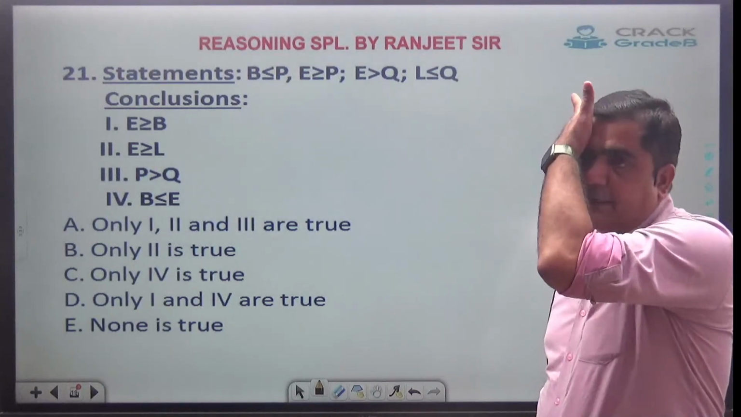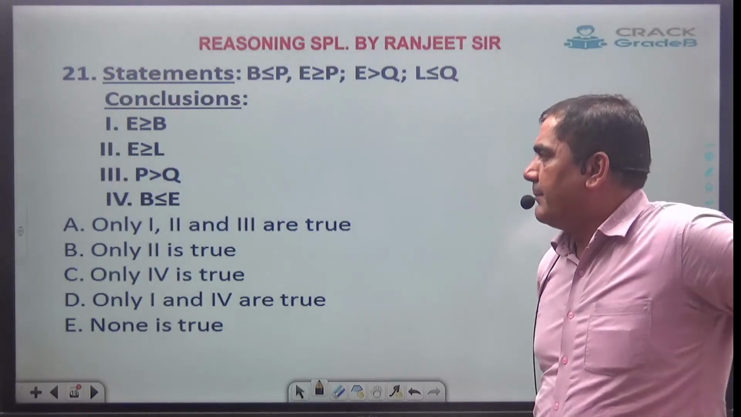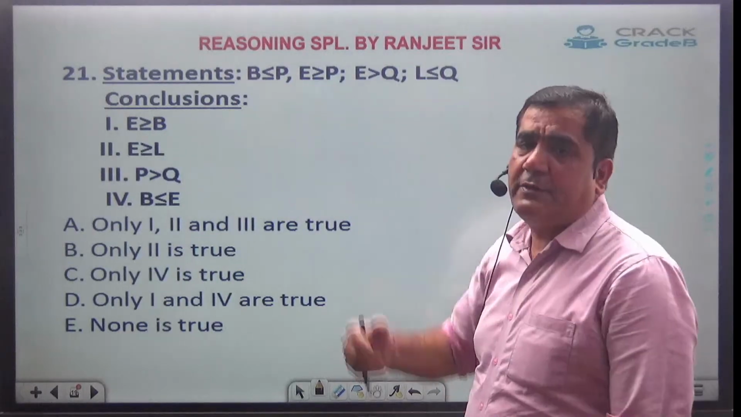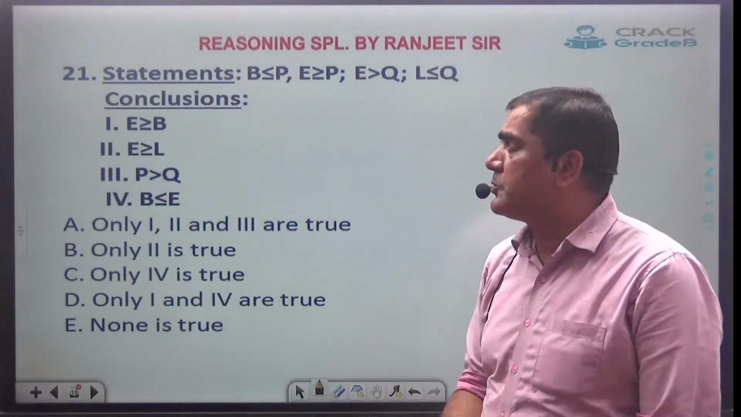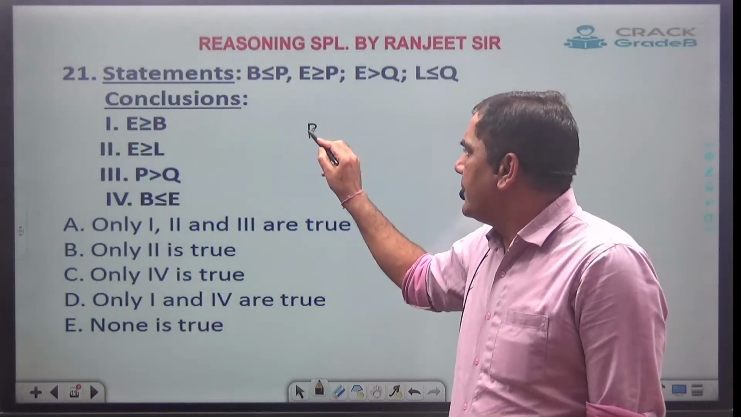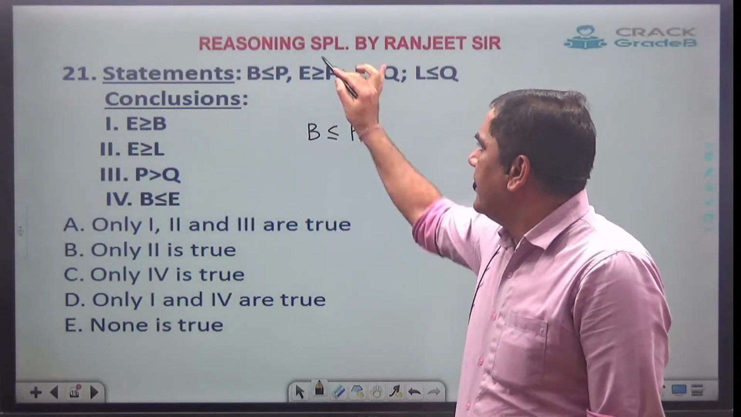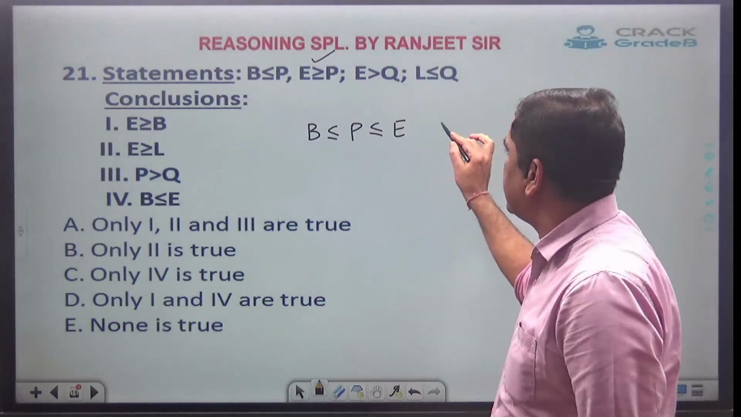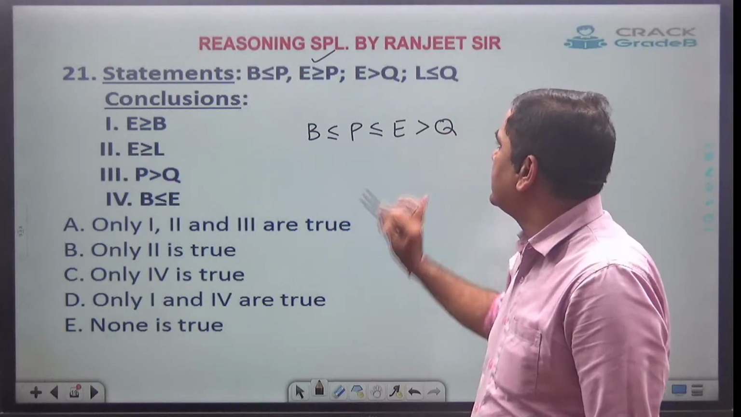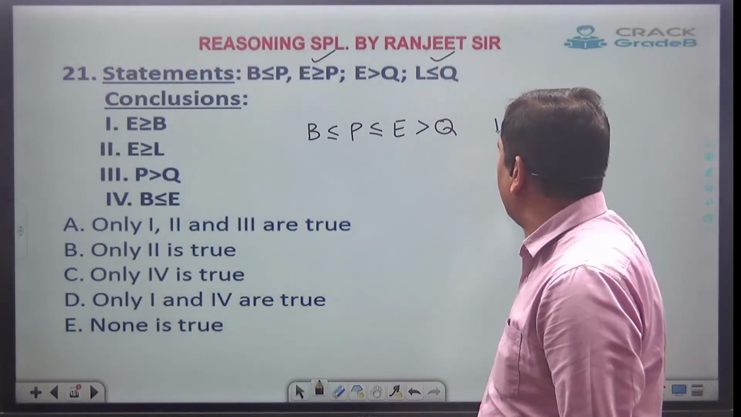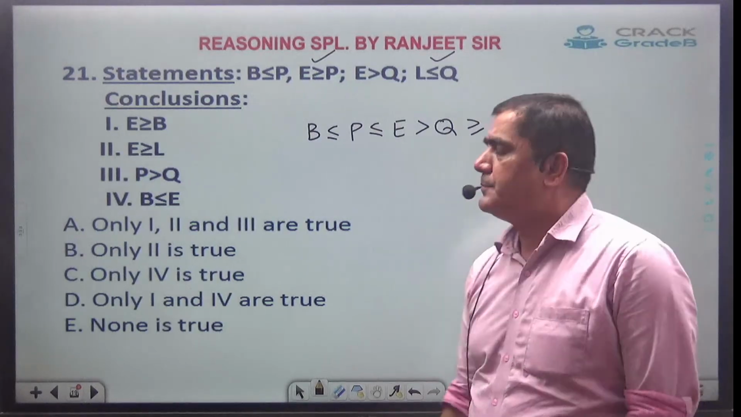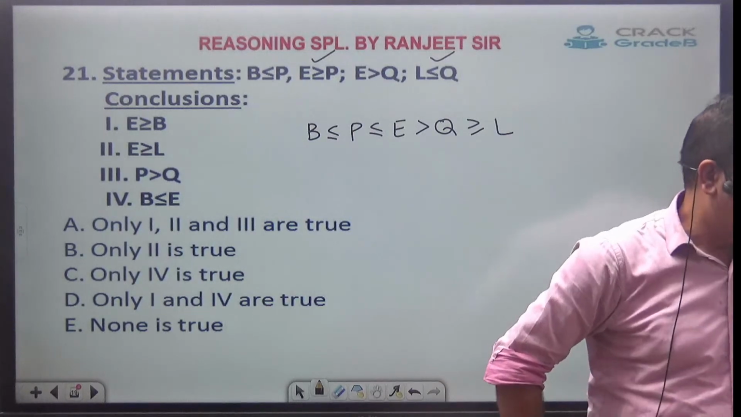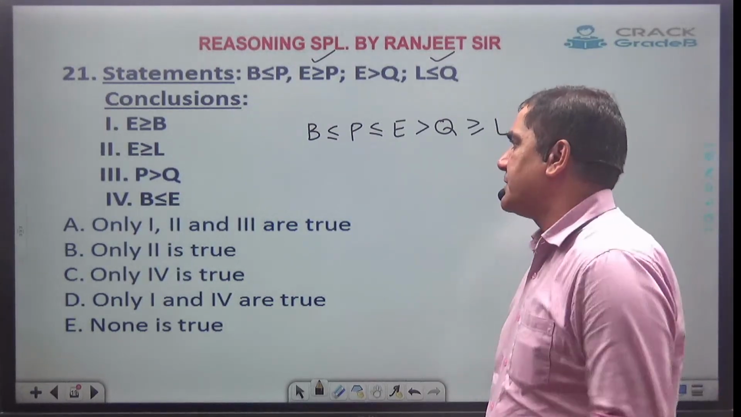Let's combine it and get the answer. Okay, let's start. The statement is what? They have given uncombined statements, so my first job is to combine them. Let's start. B adjacent will be P. P adjacent will be E. Face is towards E. E adjacent will be Q. Face is towards E. And Q adjacent will be L. Face is towards Q. Clear? First job is to combine them together. Now let's go for the conclusion.